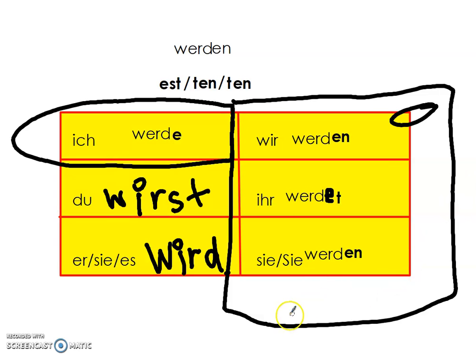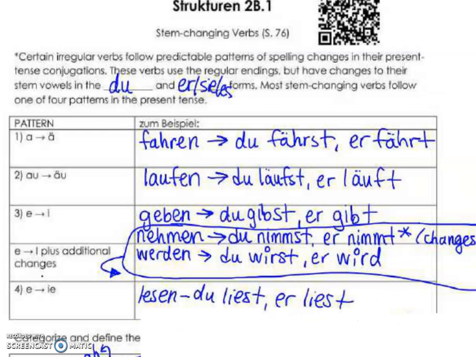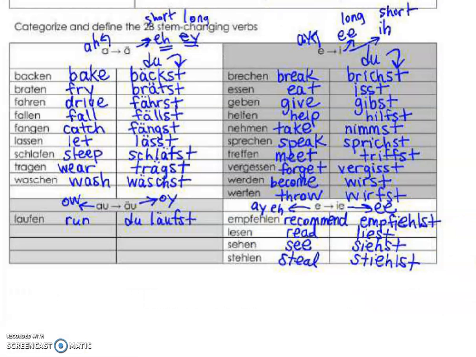Let's get back to our notes that we were taking. Another common pattern is for the E in your stem to change to an IE. So, for example, in lesen, that becomes du liest in our irregular forms of the verb. Now moving on to the bottom of the page, there's a list here of a lot of irregular verbs that are used in the chapter.